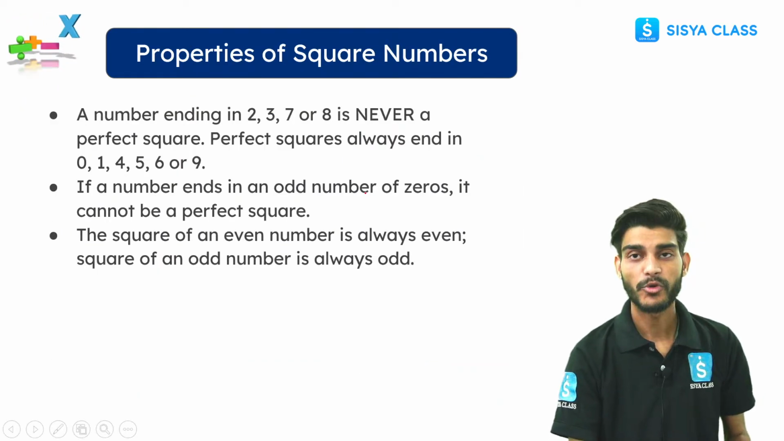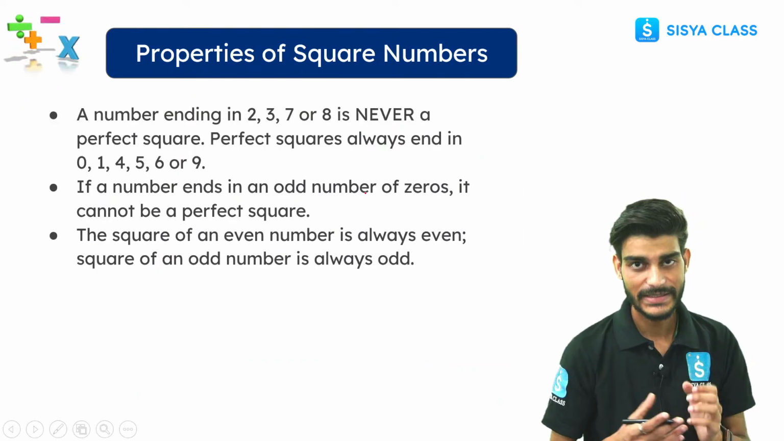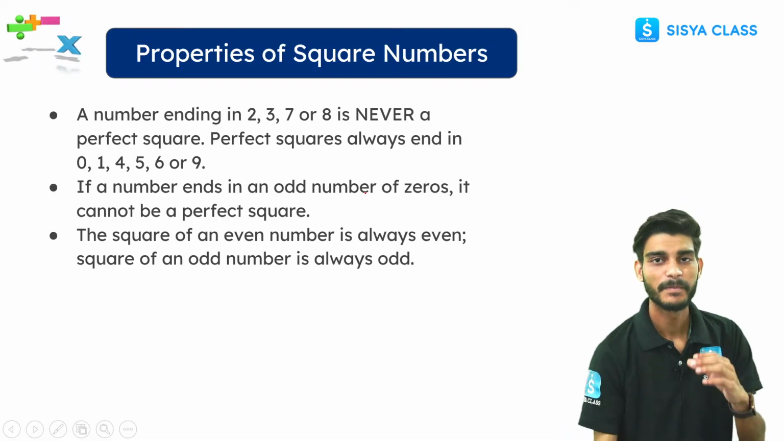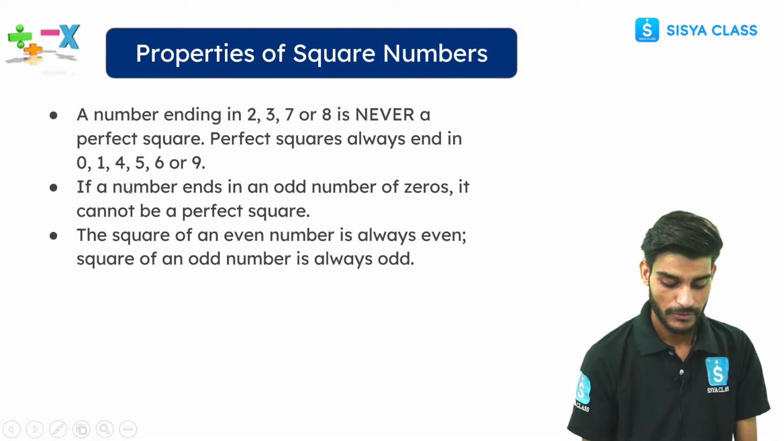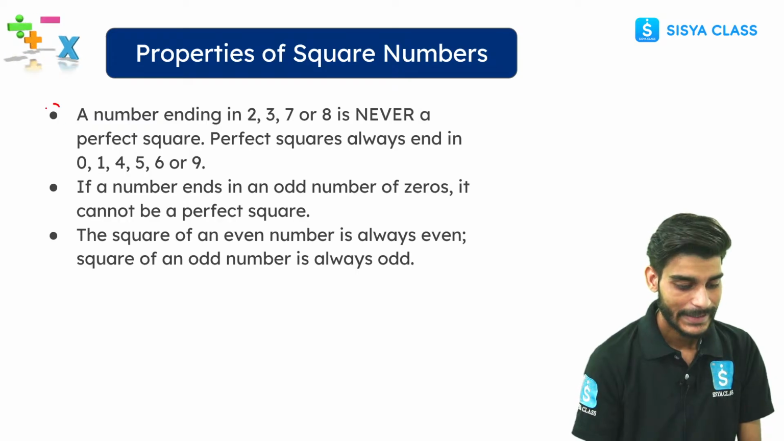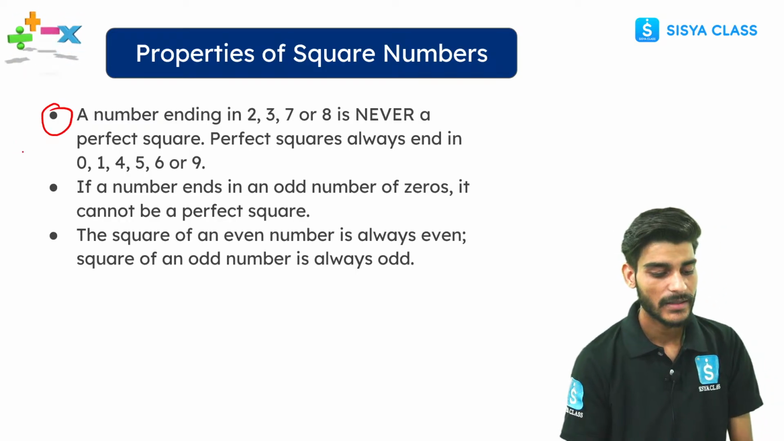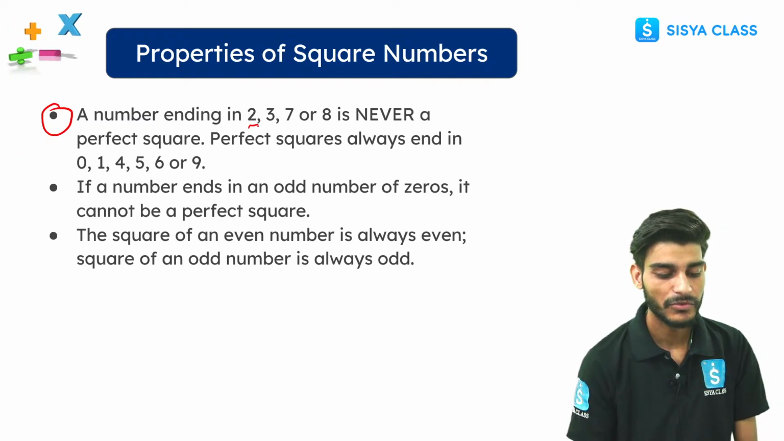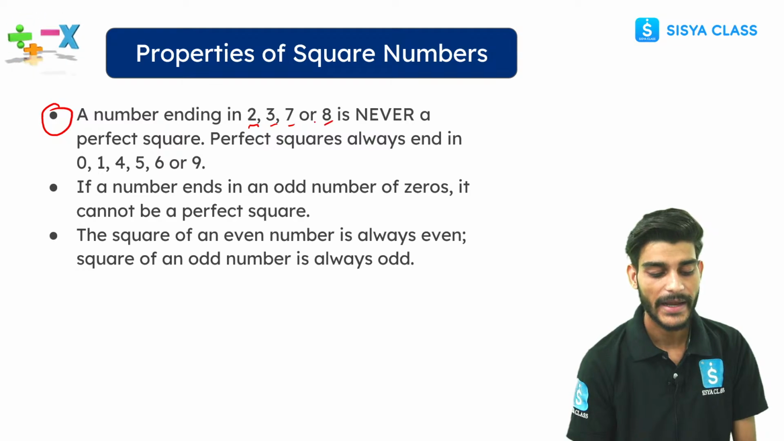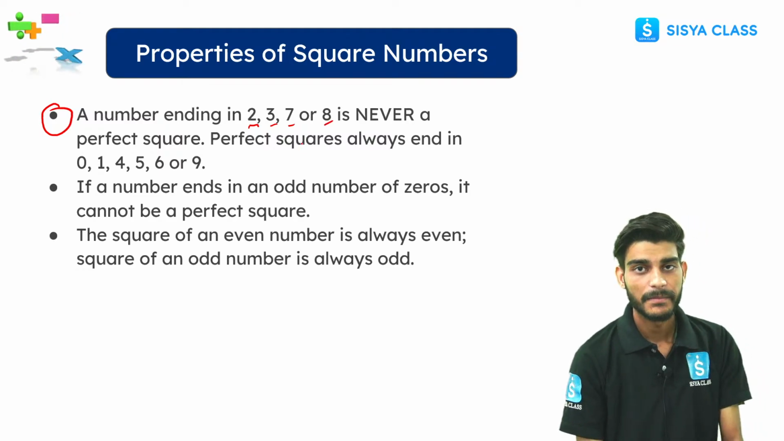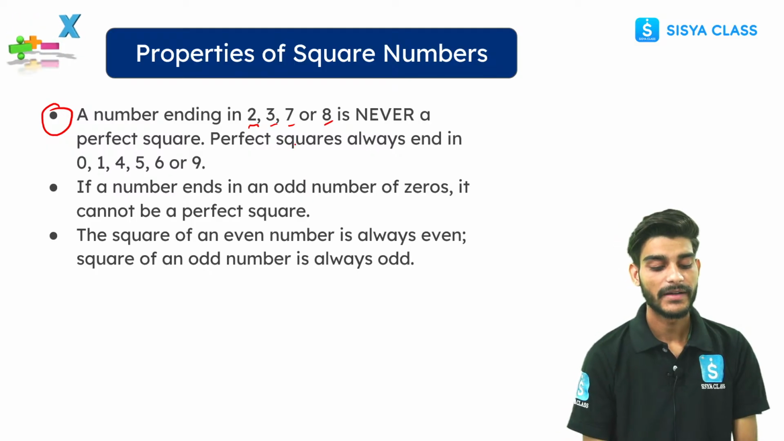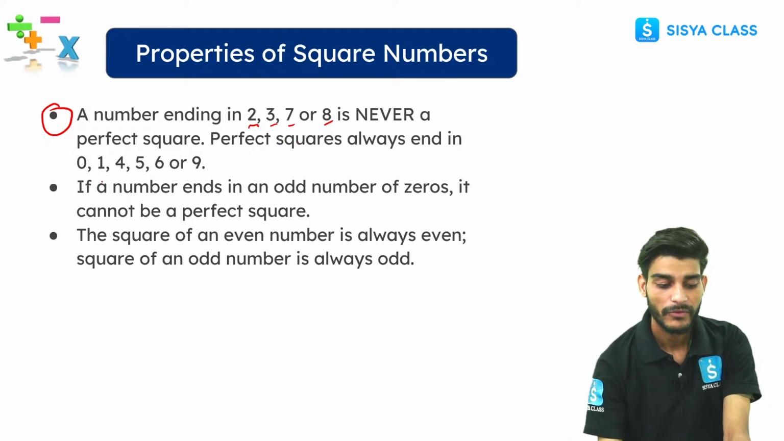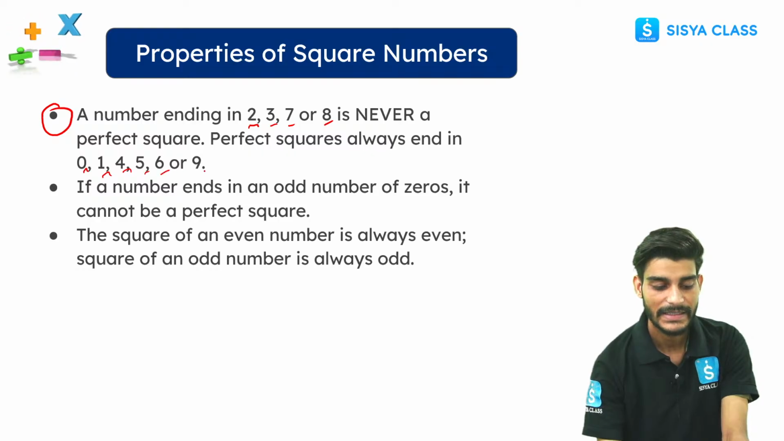Now let's come to the properties of square numbers. These square numbers follow some patterns and properties. This you have to remember. So property number 1 is a number that is ending with 2, 3, 7 and 8 can never be a perfect square. And a perfect square always ends with 0, 1, 4, 5, 6 or 9.